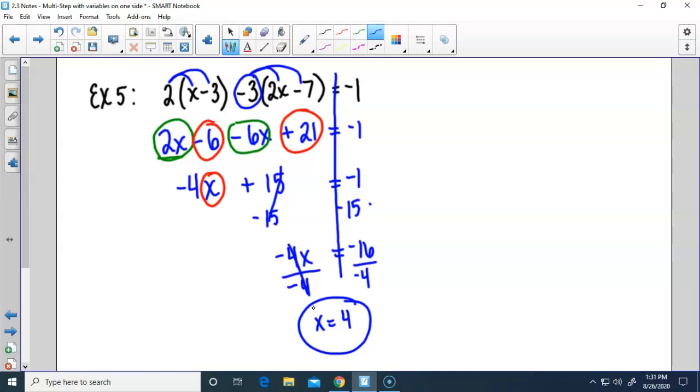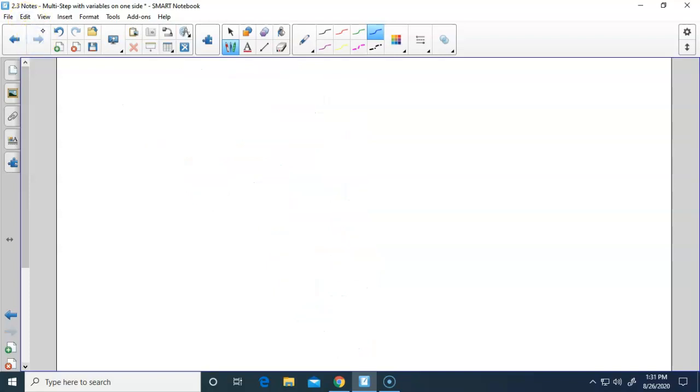Okay, I've got one more problem that I want us to do. So for example 6, we're going to have 5x plus 20 over 4 equals 5. Okay, so we want to solve this equation.